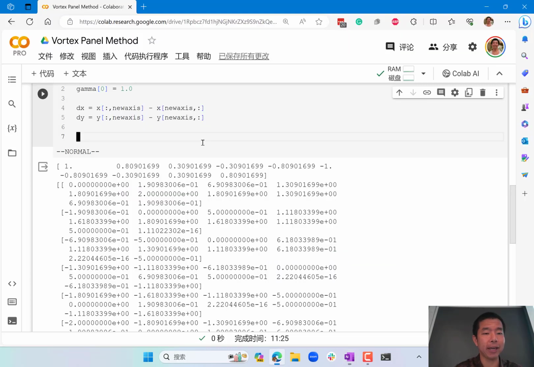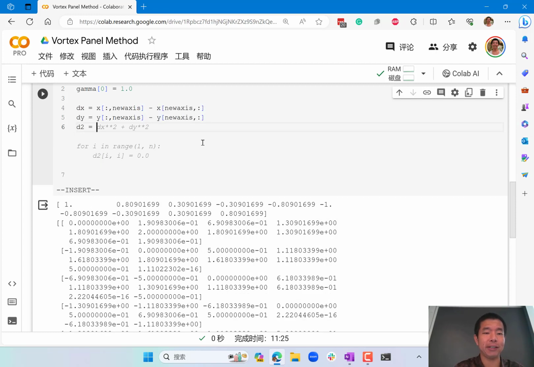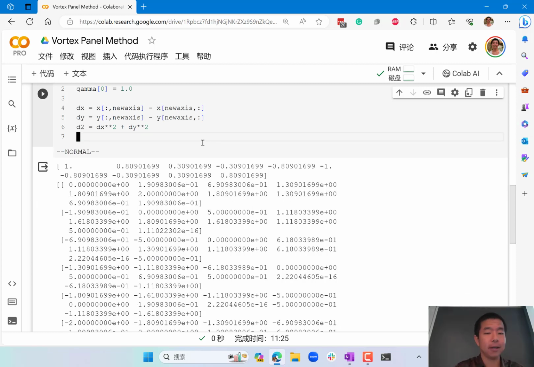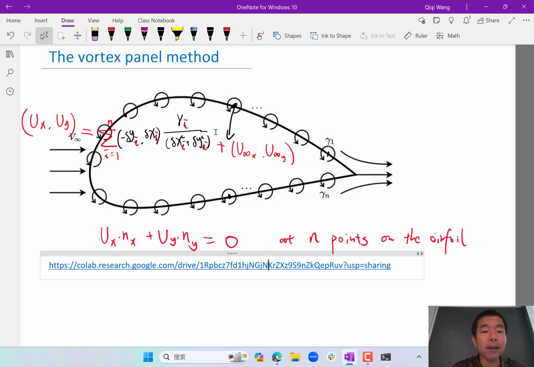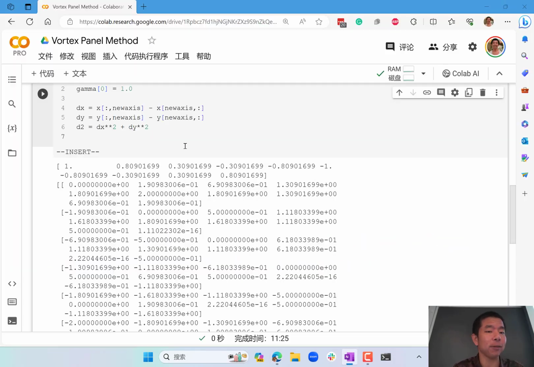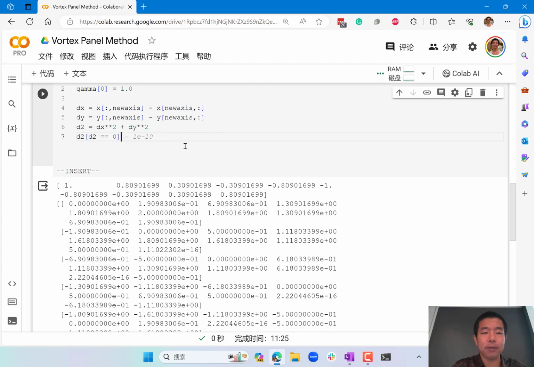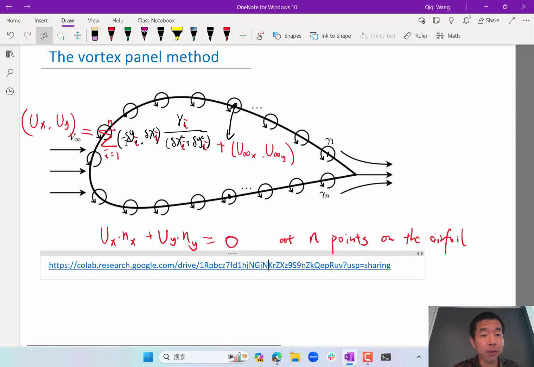All right. So let me say the distance, I'll just say d2. The squared distance is going to be equal to dx squared plus dy squared. Because I need to divide by the distance, I don't want to divide by 0. So I will just add 10 to the minus 10, so that when both dx and dy are equal to 0, I'm going to be dividing 0 by 10 to the minus 10 instead of dividing 0 by 0.